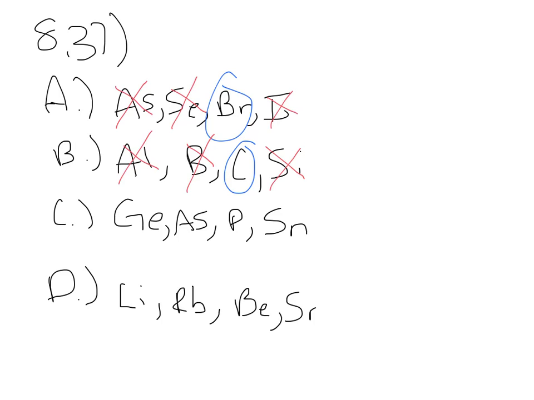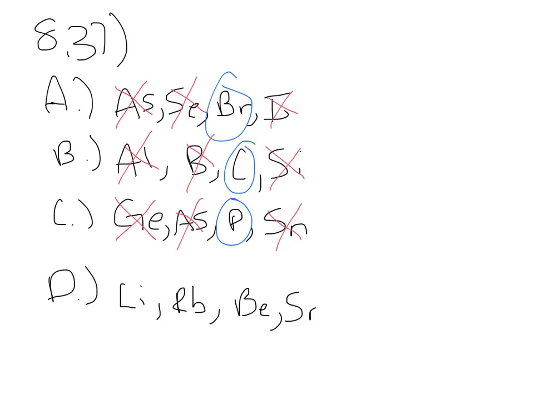Then I compared germanium and arsenic. Arsenic was farther to the right than germanium was, so it stays. Phosphorus is higher up than arsenic is, so phosphorus wins. And then, where is Sn? Oh, phosphorus is higher and farther right than tin is, so phosphorus wins C.